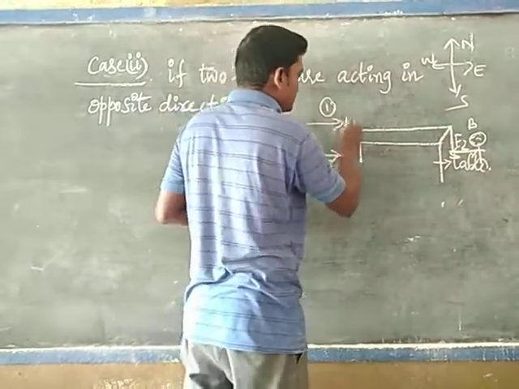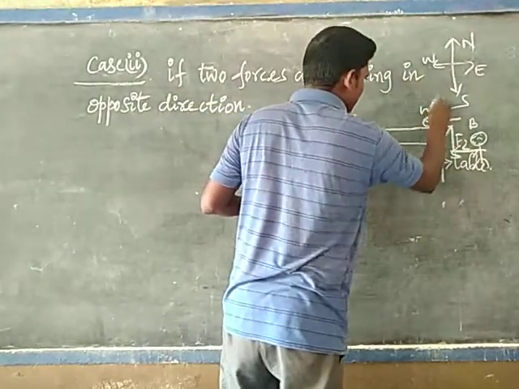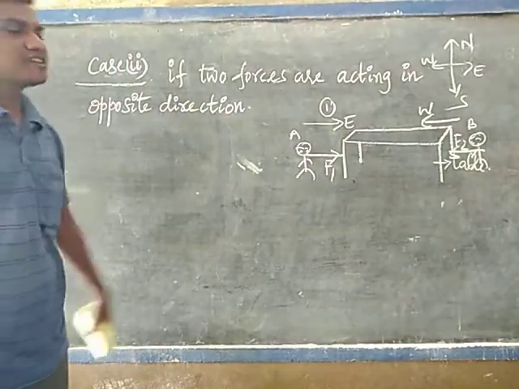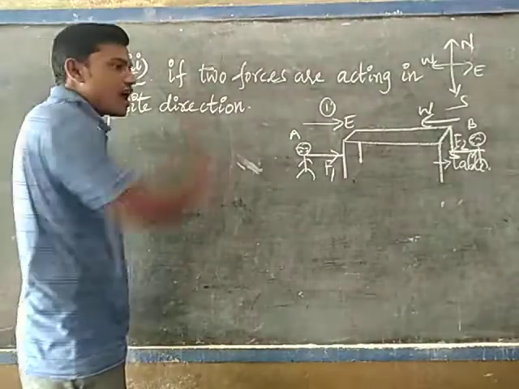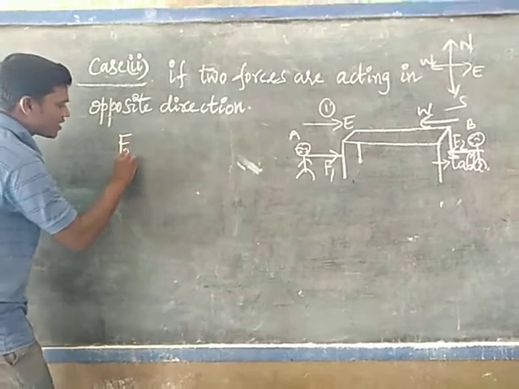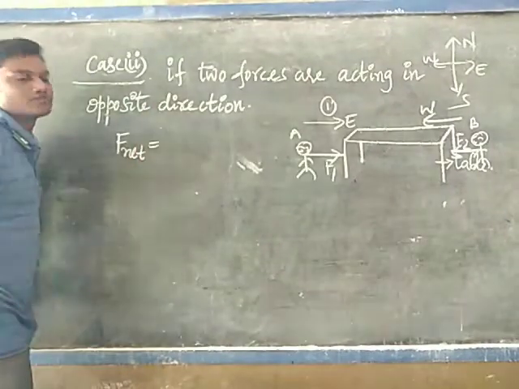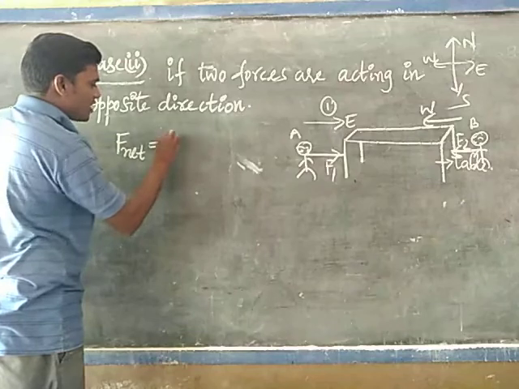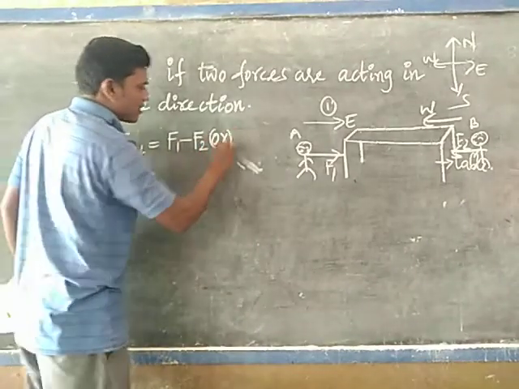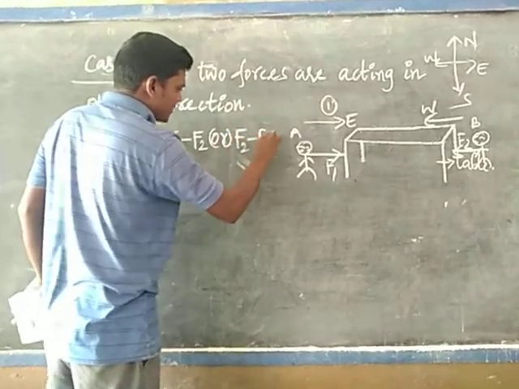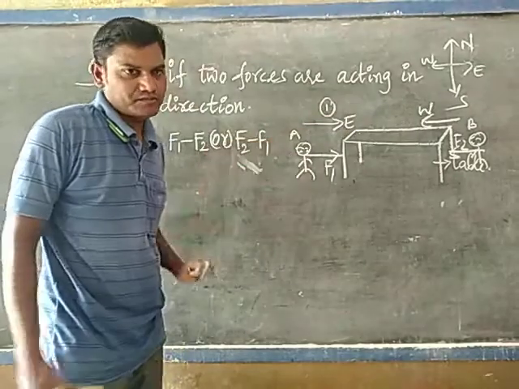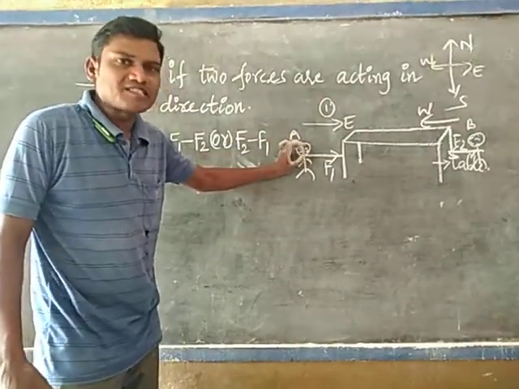So he was the east direction, he was the west direction. Both are acting in the same direction? No, both are acting in which direction? Different or opposite direction. That's how we can find F net, which is equal to F1 minus F2 or F2 minus F1. Among F1 and F2, which one applies more force?